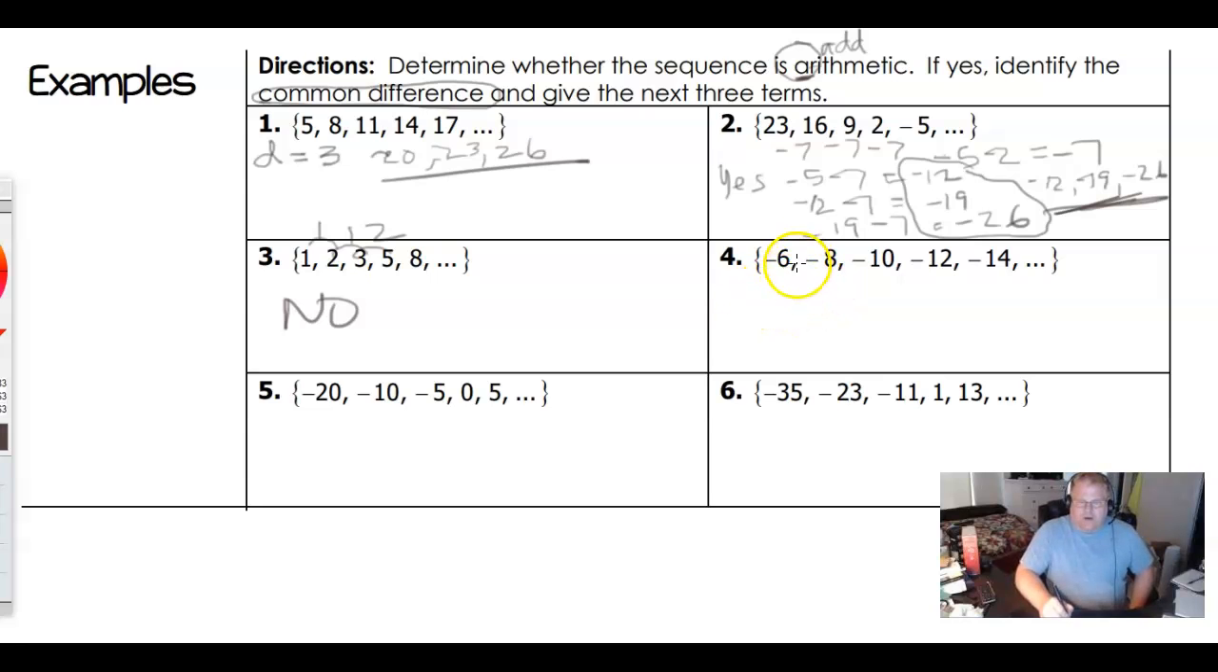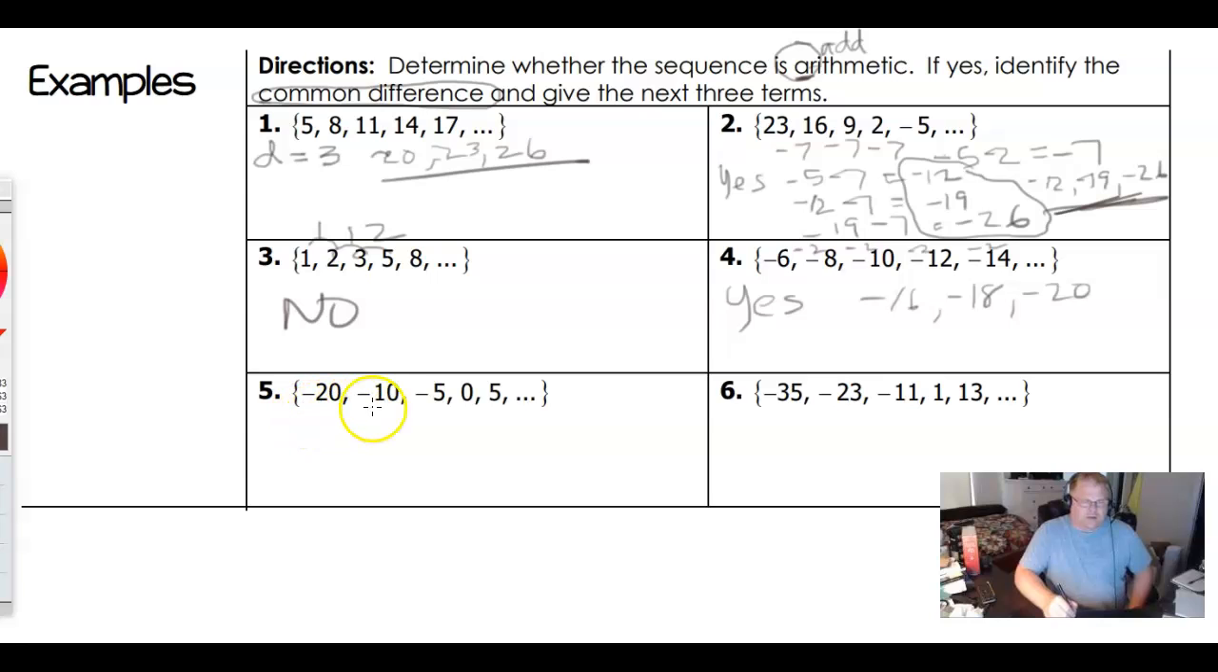So how do I go from negative 6 to negative 8 to negative 10 to negative 12 to negative 14? It looks like I'm going further negative, and it looks like I'm going negative 2 all the way down. So I'm going to say yes, it is. And I can tell what it's doing: negative 16, negative 18, negative 20. But if I had to show all my work, it would be negative 14 plus a negative 2, and then negative 18 plus a negative 2, and so on to get that.